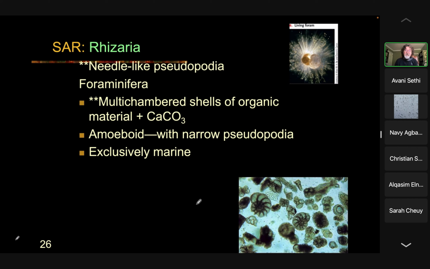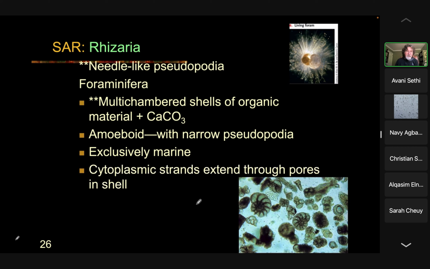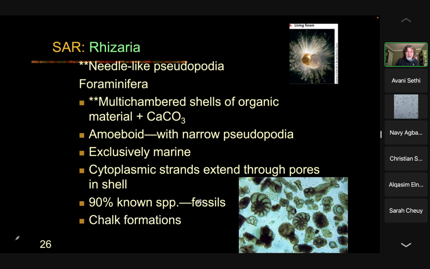This is a group that's exclusively marine. There are no freshwater members of it. And furthermore, about 90% of those species that we know of are from fossils. During the Cretaceous period in the Mesozoic, they were pretty abundant in the oceans, and their diversity really dropped with the end of the Mesozoic extinction. And we still have some today, but they're not very abundant.